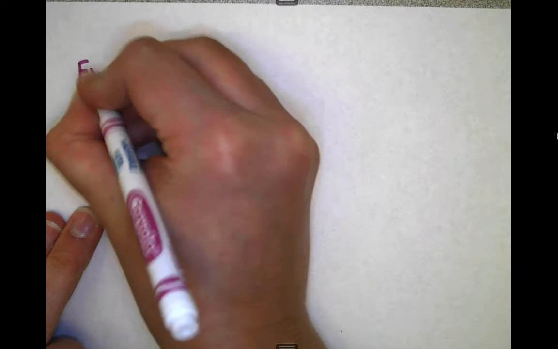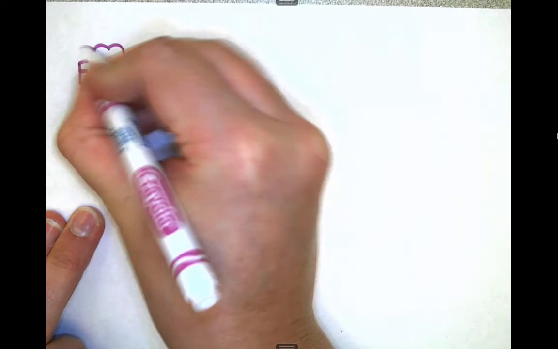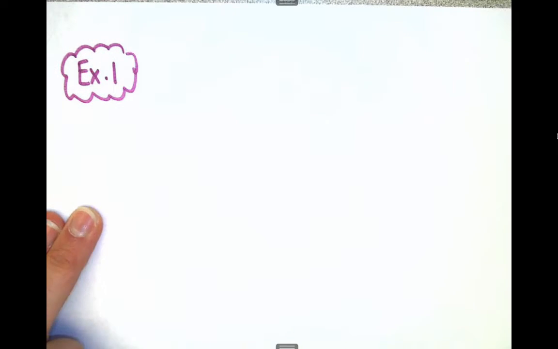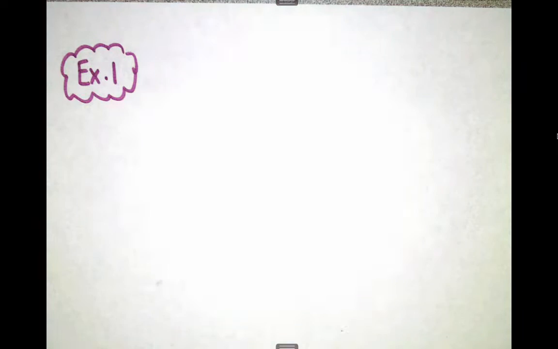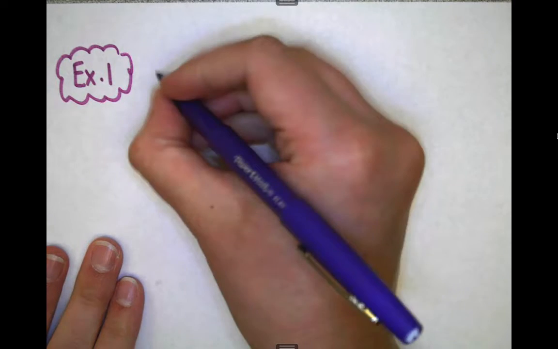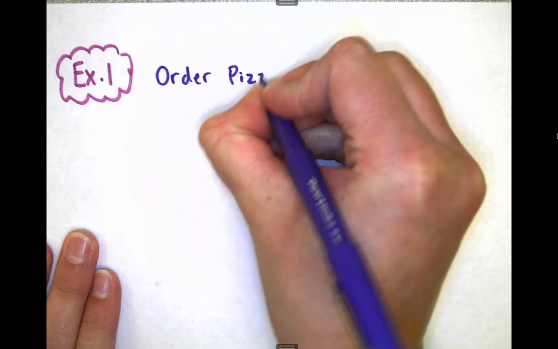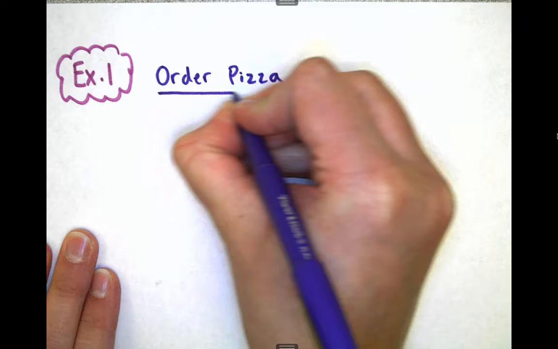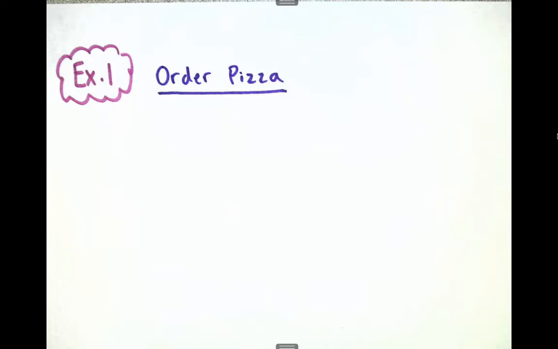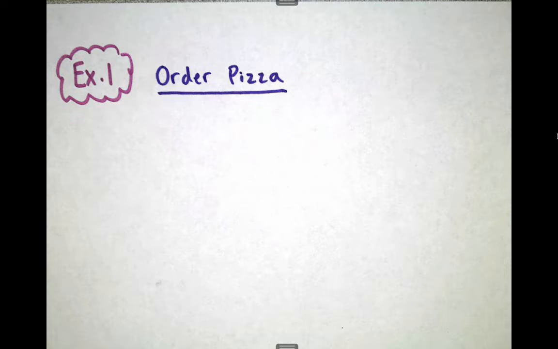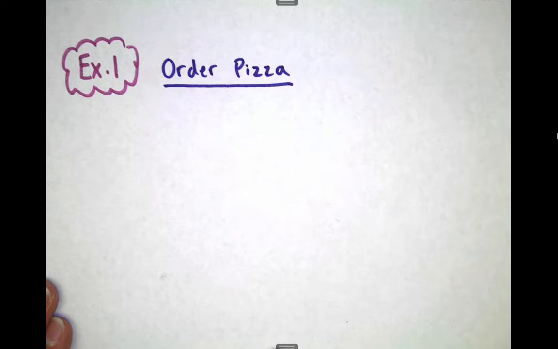I'm going to write example 1. And I don't know about you, but I love pizza. I could eat pizza any day. So we are going to do a pizza problem, and we're going to look at what's the sample space. So when you order pizza online, which is going to be our topic, you often have lots of choices. So I want to know what's the sample space when you order a pizza. What are all the possible choices that you could get?